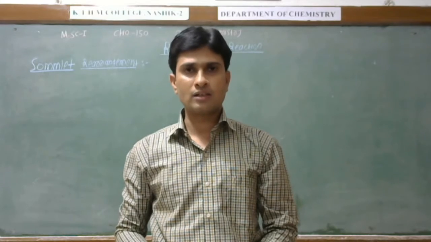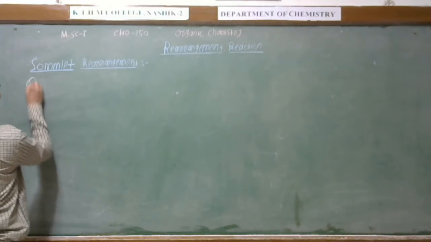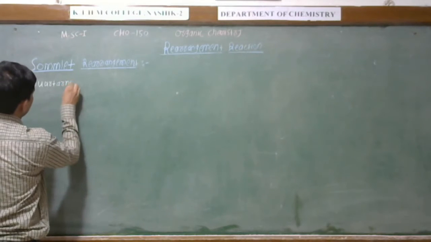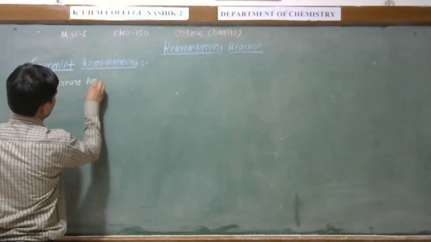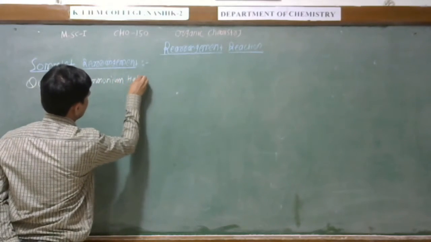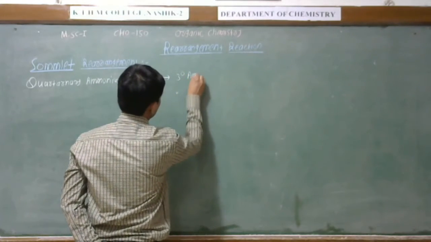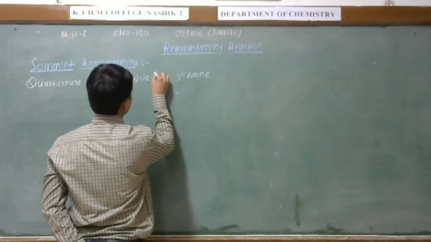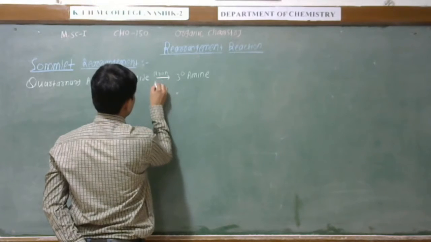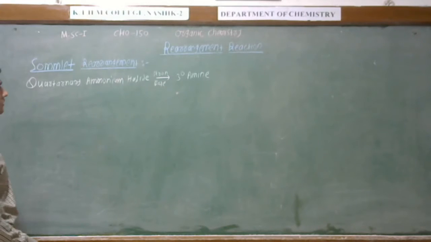So, let us write here the conversion. The conversion is quaternary ammonium halide or ammonium salt to the tertiary amine, when you use the strong base. Let us take the mechanism and the example simultaneously.